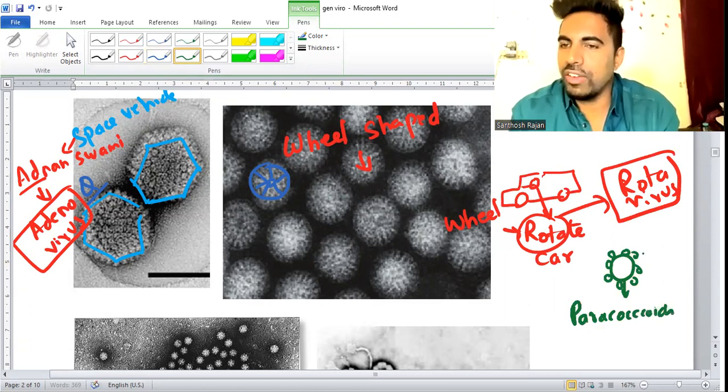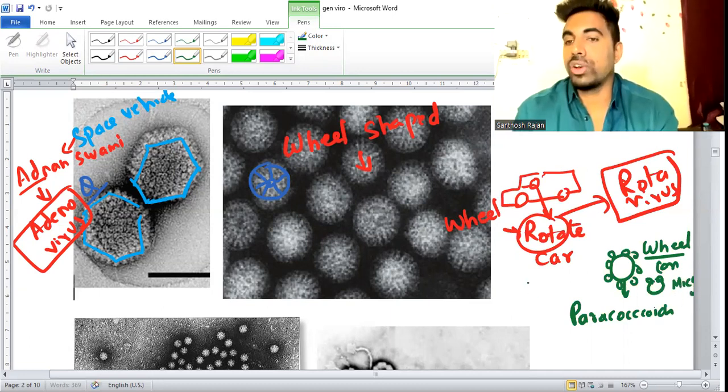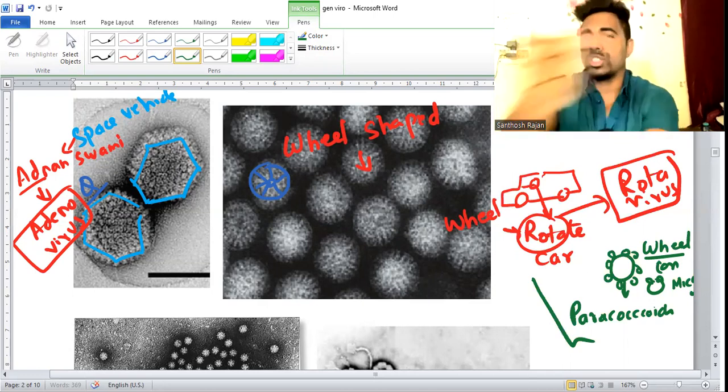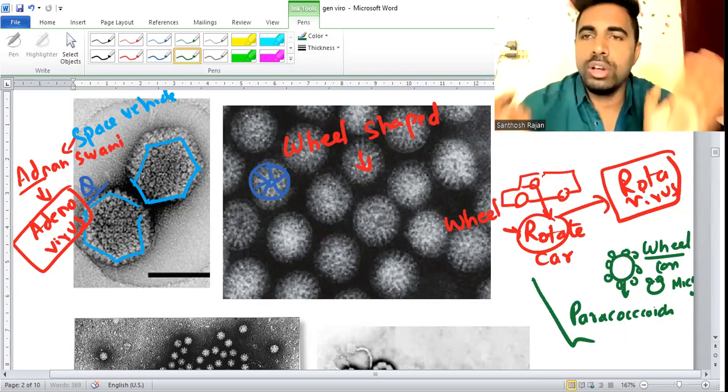Paracoccidiosis, also what shape? Wheel shape. Wheels, cart wheel, ship wheel, whatever it is. Okay, ship wheel. Also what? Mickey Mouse. They sometimes call it Mickey Mouse because it looks like this. Mickey Mouse and cart wheel, that is for paracoccidiosis. And one more, rotate here is rotavirus, rotate the gaadi. So rotavirus means wheel shape.